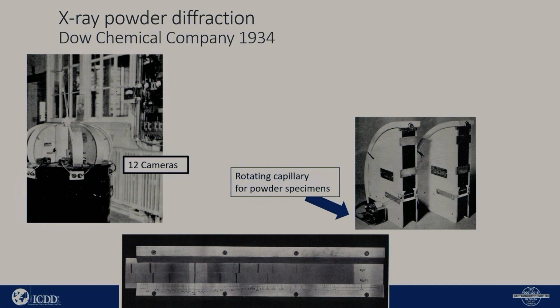A Dow Chemical Company took it to the industrial scale. This is from 1934, and they had an X-ray source with multiple X-ray film cassettes surrounding the source. They could put 2 samples in per cassette, so 12 cassettes, 2 samples, so 24 samples of data they were collecting at a time. And the result was the start of a large powder diffraction file.